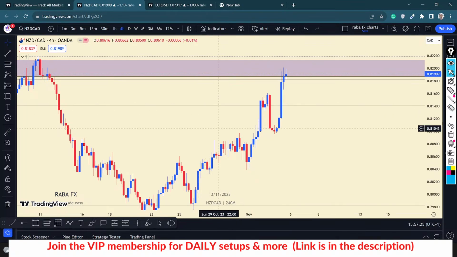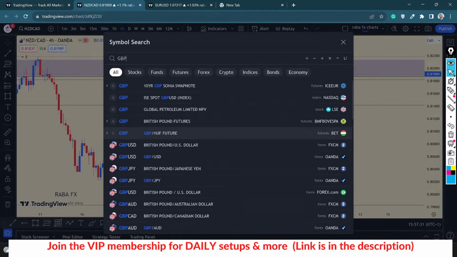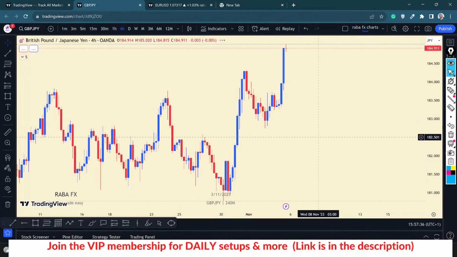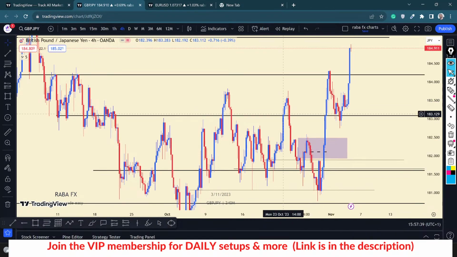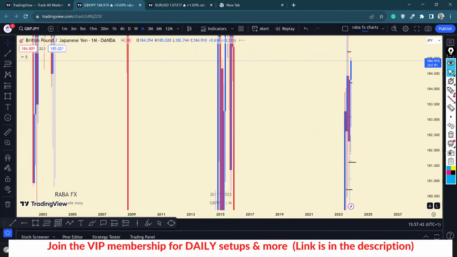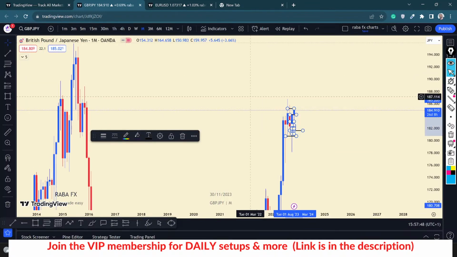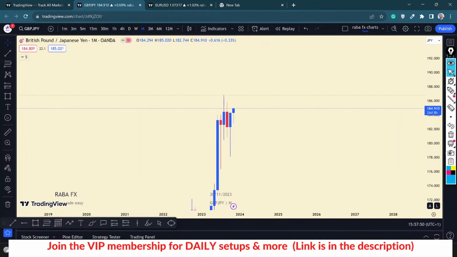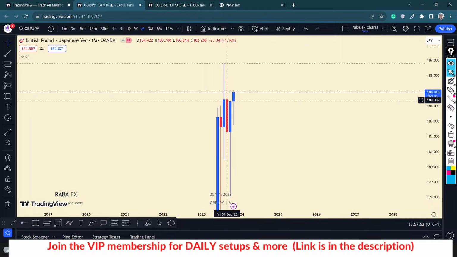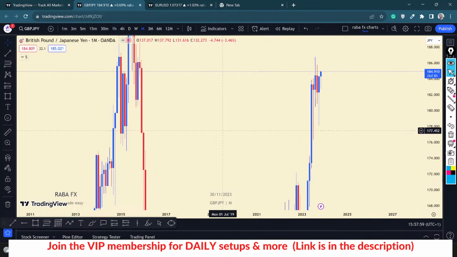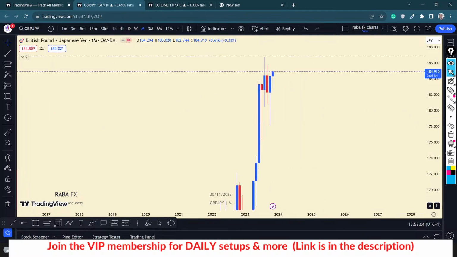All right, so I haven't looked at this. Let's look at GBPJPY. Price is breaking through all our weekly levels. What happened here last month? We came all the way down to retest a support here, and then we pushed higher.